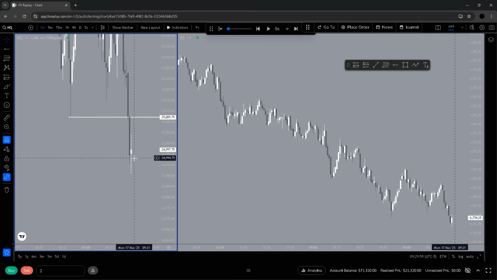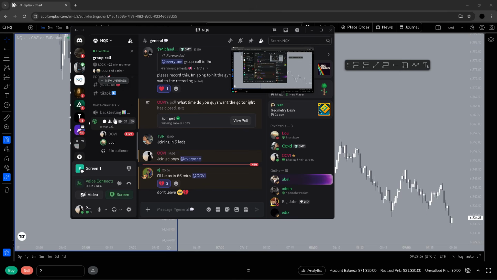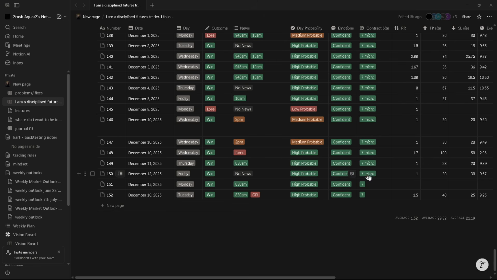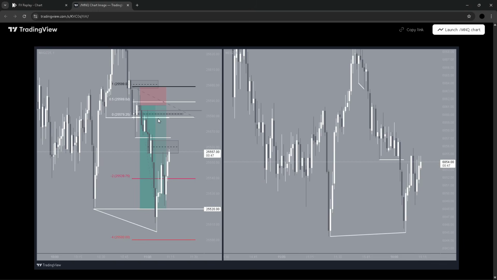So, what do you guys think of higher RR trades? Seeing your trades inclines me to take higher RR trades. But we don't take higher RR trades. I'm not gonna lie, we really don't. It depends, bro. Like it says we don't take high RR trades, but you'll see. Normally we don't. Certain things like this, like right here, I caught an 8RR trade.